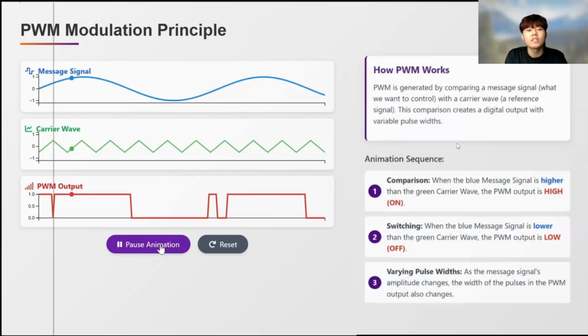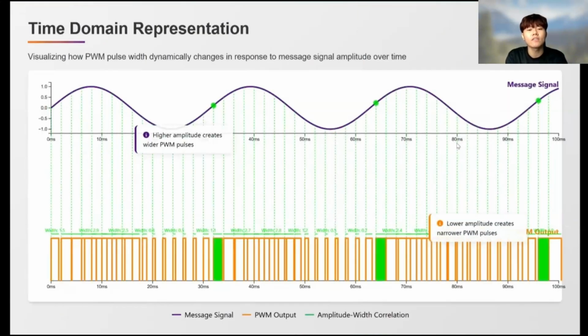In this animation, the blue waveform represents the message signal and the green waveform represents the carrier signal. Whenever the message signal is higher than the carrier signal, the PWM output turns on. When it is lower, the PWM output turns off. From this animation, you can clearly observe how the pulse width changes according to the message signal.